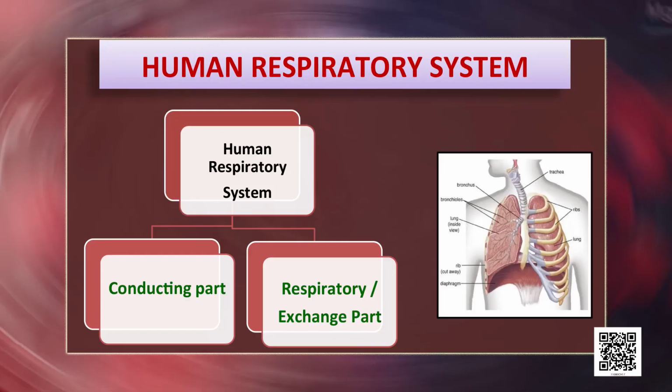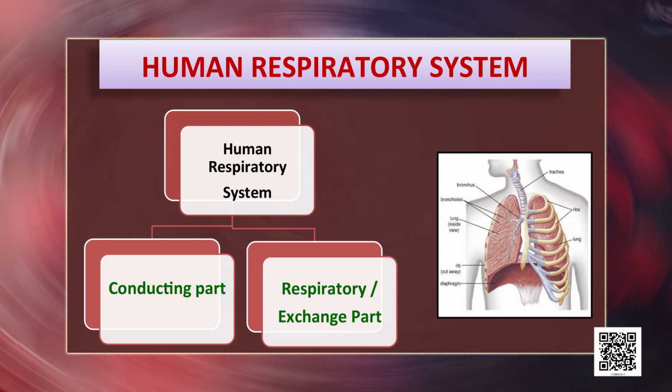Now let's discuss the structure of the human respiratory system. The human respiratory system is made up of a conducting part and a respiratory or exchange part. The path starting with the external nostrils to terminal bronchioles constitutes the conducting part, whereas alveoli and their ducts form the respiratory or exchange part of the respiratory system.